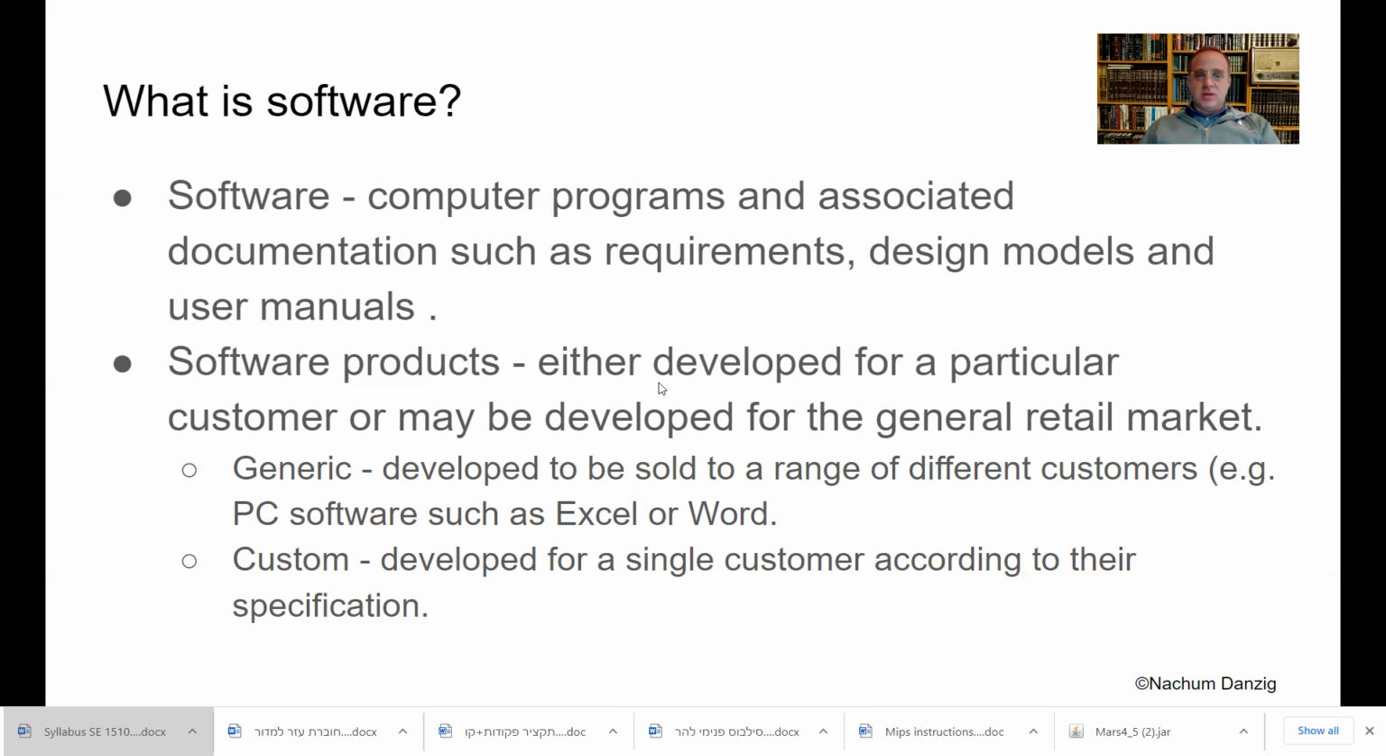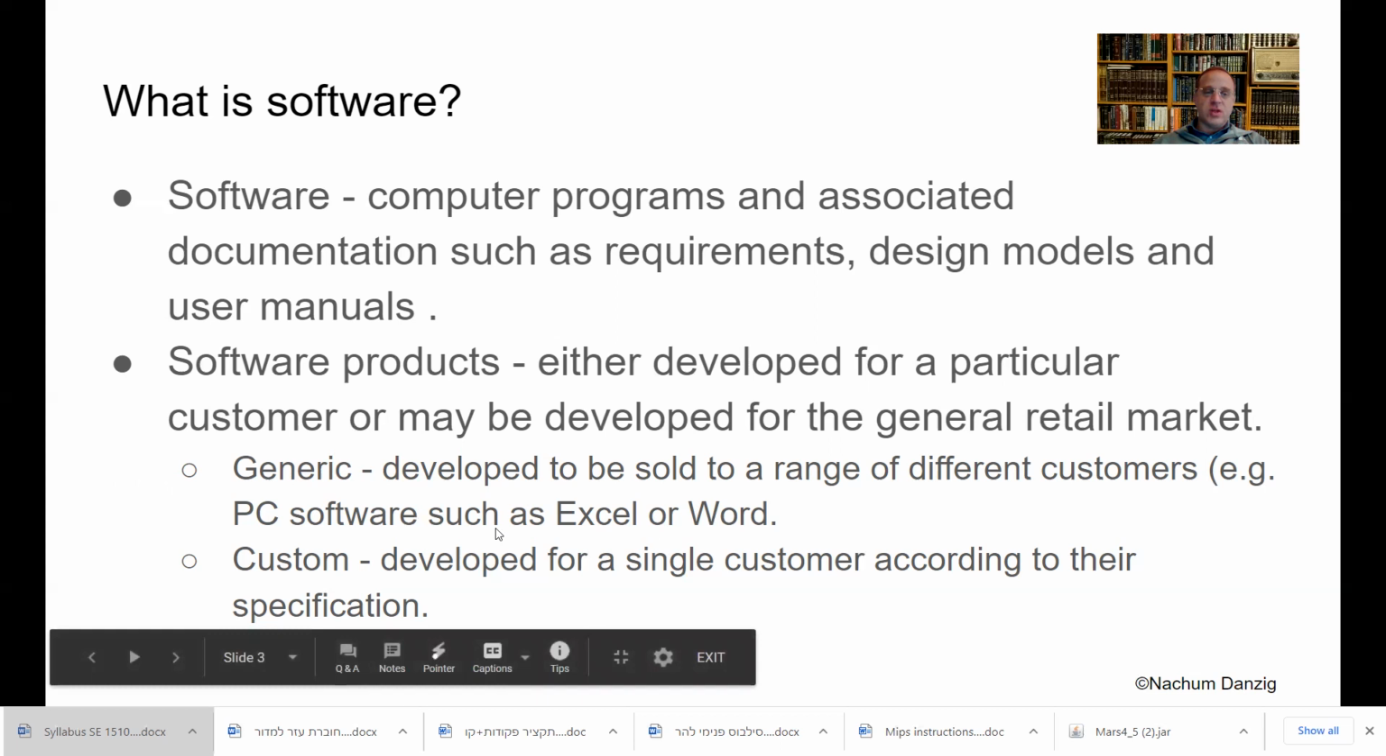So there's two types, and this is actually an important distinction. One is that they're made for a particular customer, like the US Army needs software to run its missile system. Or it may be for the general retail market. Anybody who wants to buy it can buy it. If they like it, they'll buy it. If they don't like it, then it won't get sold. It can be either generic for a range of different customers, like Excel and Word are generic software, or it can be custom, developed for a single customer according to their specifications, like I said, like the Army.